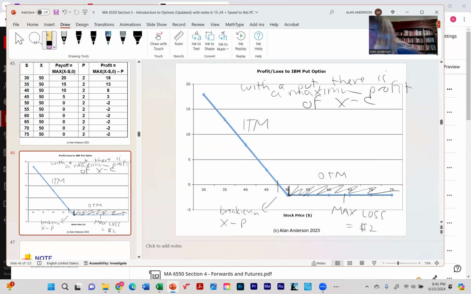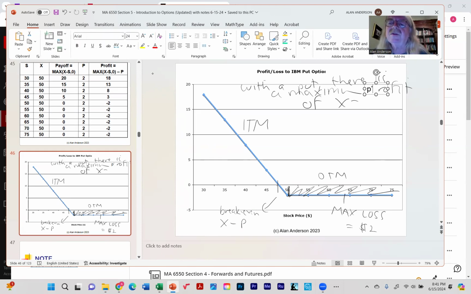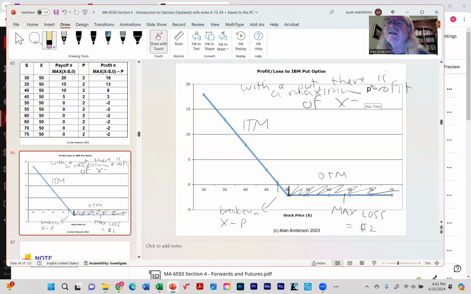Hold on. Why is that? Because the asset price can't go below 0. That is one way in which the two are different. With the call, we don't have to worry about that.